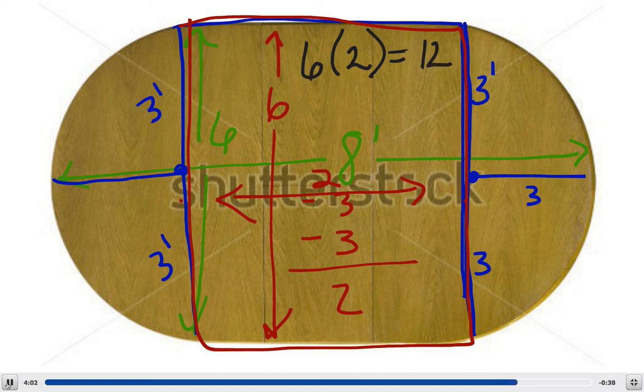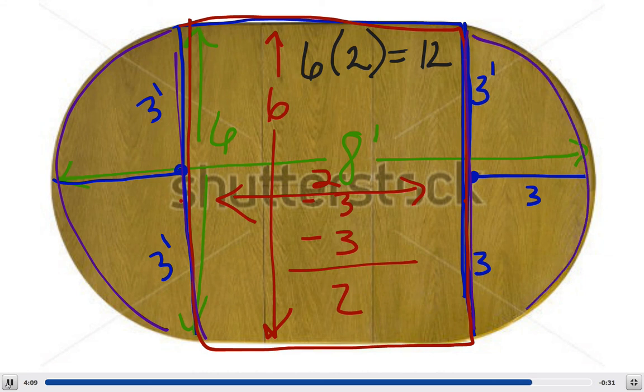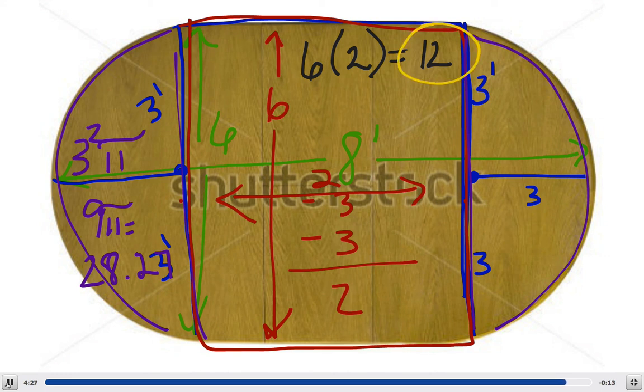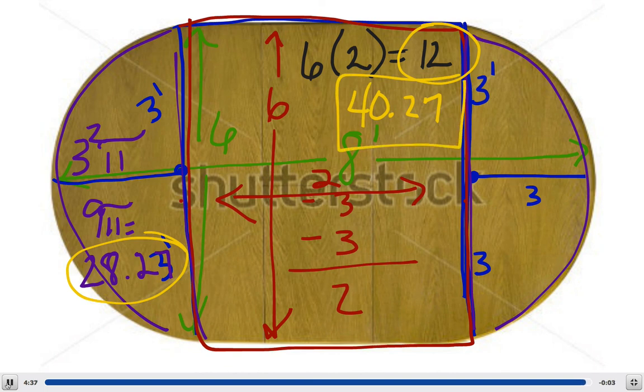And then the area for my circle is going to be, and since I have 2 half circles, that's going to give me 1 whole circle. So I have 3 squared times pi. So I'm going to get 9 pi, which is going to give me approximately 28.27. And then when I add them all together, I have 12 and 28.27, which is going to give me an area of 40.27.